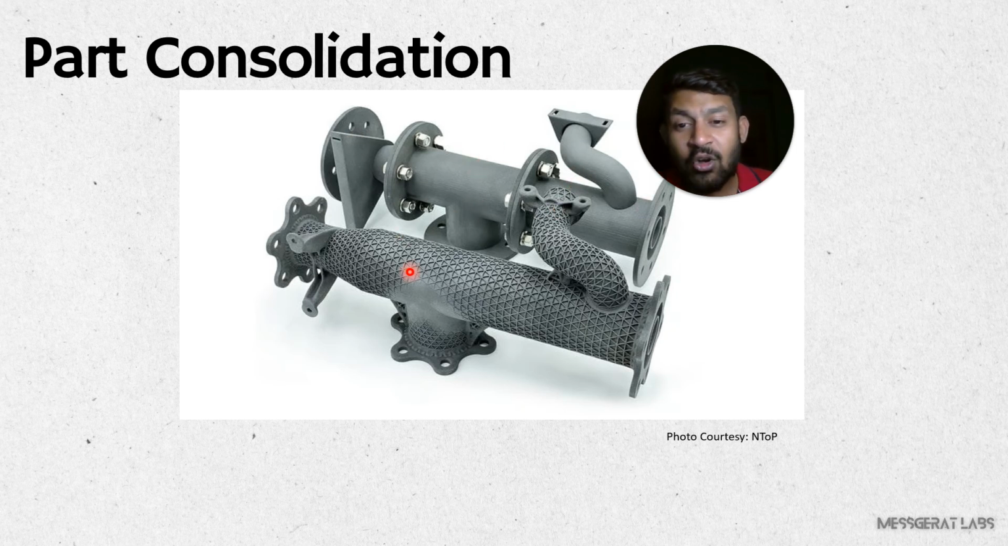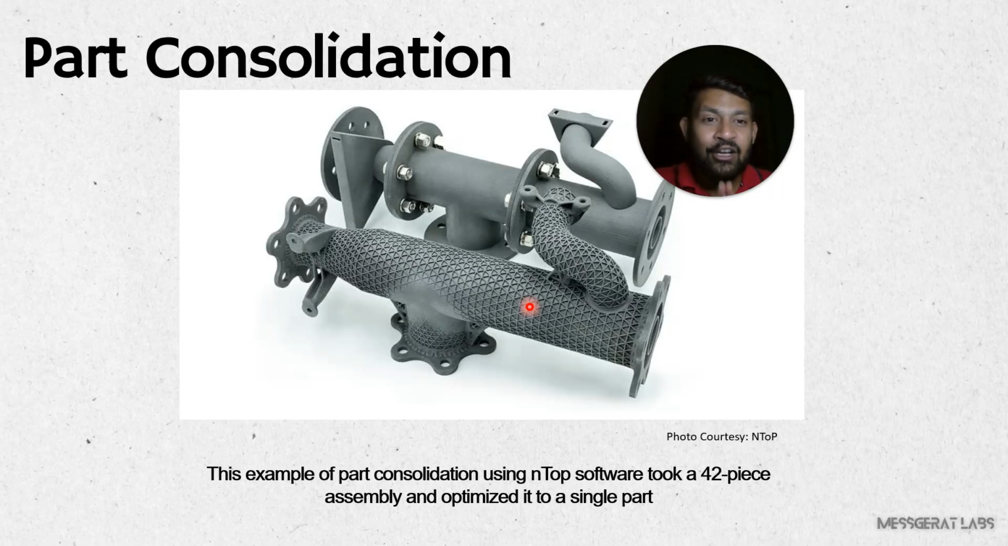Now the same component can be produced as a single part in 3D printing. This is called part consolidation. And not only that, you can even reduce the wall thickness because 3D printing allows you to provide such ribs on the parts. So in this particular scenario, a 42-piece assembly has been optimized into a single part.